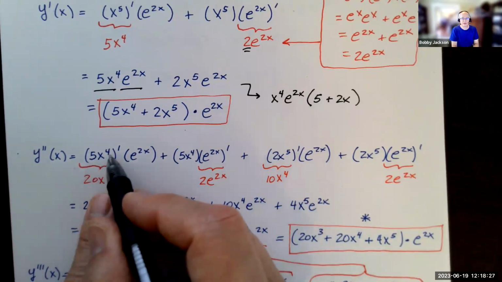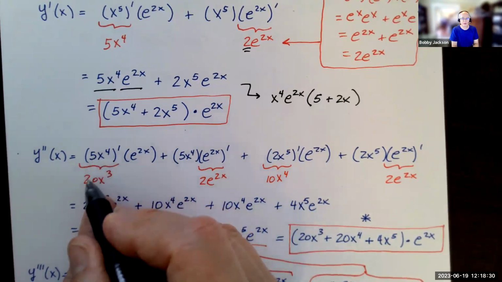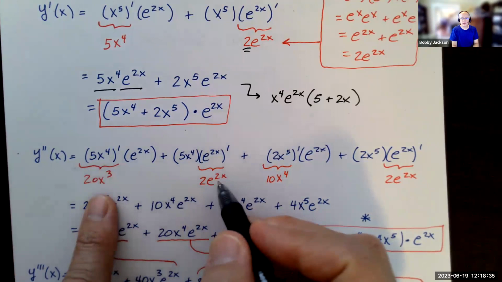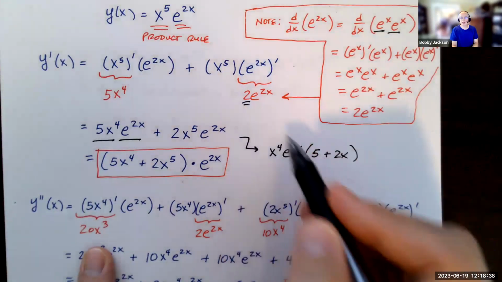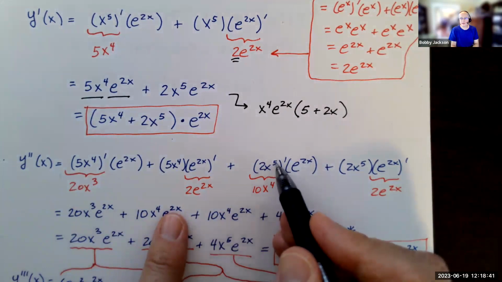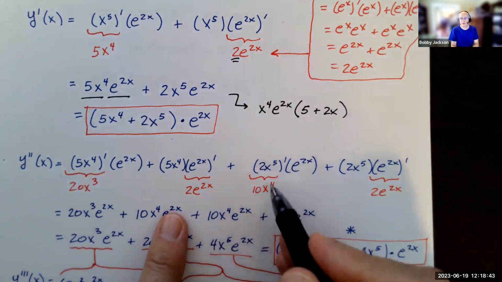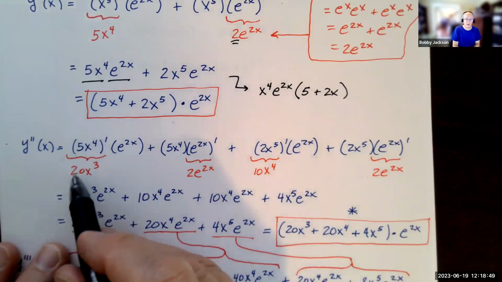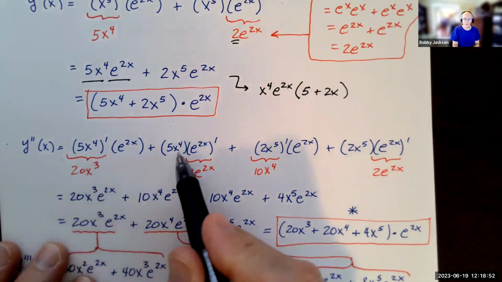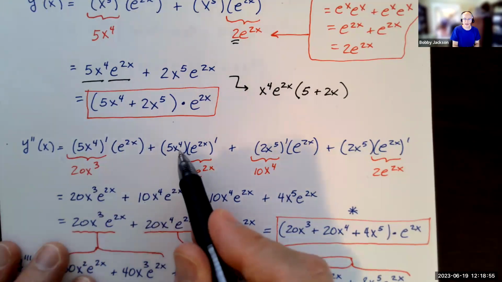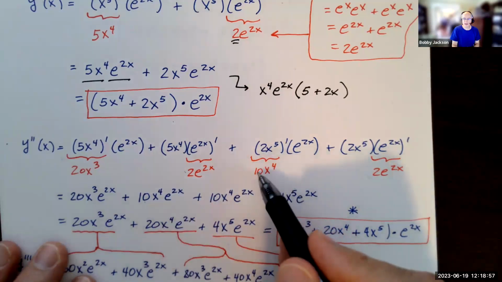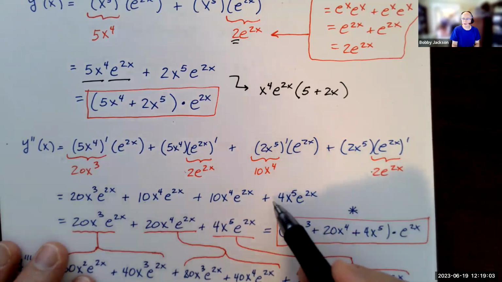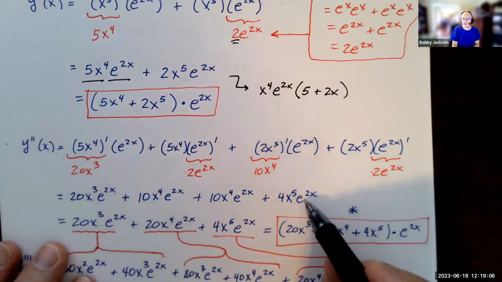Now, derivative of 5x to the fourth, power rule, bring the 4 down, 4 times 5, 20x, subtract 1 from 4, to the third power. Derivative of e to the 2x is 2e to the 2x. We talked about that up here, so that's the same. 2x to the fifth, bring the 5 down, 5 times 2 is 10, subtract 1, x to the fourth, 10x to the fourth. And again, e to the 2x is that. So clean this up, I get 20x cubed e to the 2x here. 5 times 2 is 10 x to the fourth e to the 2x. 10x to the fourth e to the 2x. Interesting, these two. And then 2 times 2 is 4 x to the fifth e to the 2x.